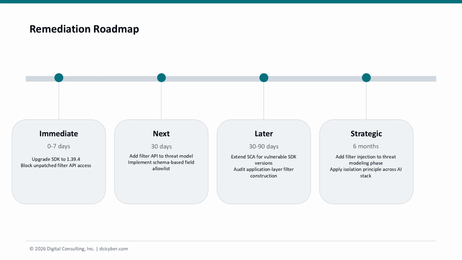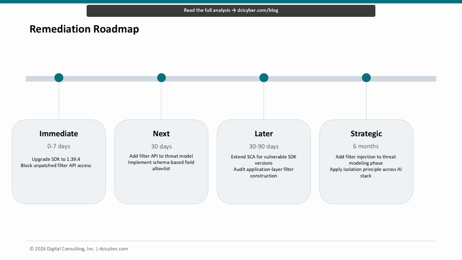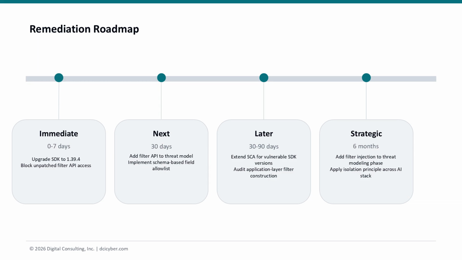Here's the full roadmap across 3 tiers. Immediate, 0 to 7 days. Upgrade the SDK and block unpatched filter API access. We just covered this. Short-term for mid-maturity teams, add the filter API to your threat model as an injection surface and implement a schema-based field allow list at the application layer. This is the critical architectural step. Validate caller-supplied strings against developer-authored field names before they reach any evaluation path. Extend your SCA scanning to flag vulnerable Semantic Kernel versions automatically, and audit any application layer code that constructs filter expressions from untrusted inputs. The framework patch addresses the framework's evaluation path. It does not protect application code that builds equivalent injection surfaces above the framework.